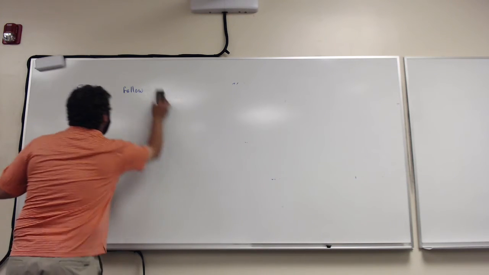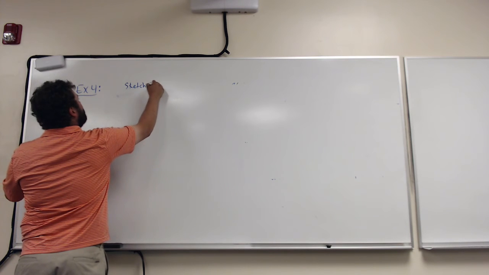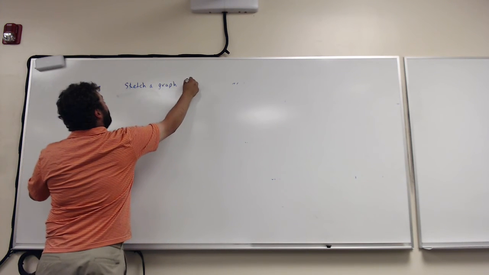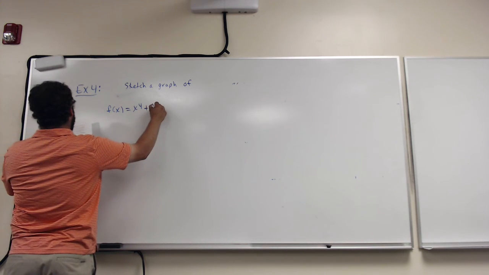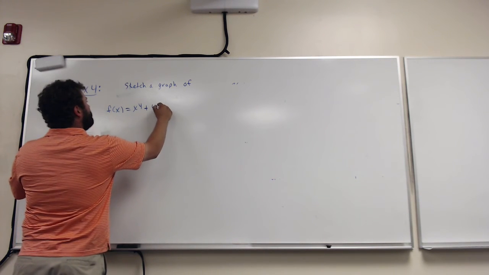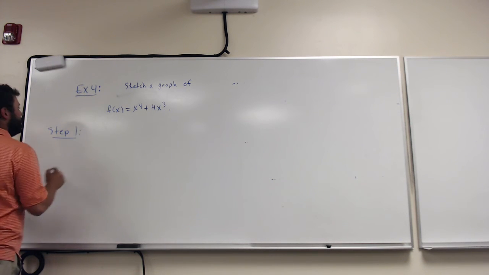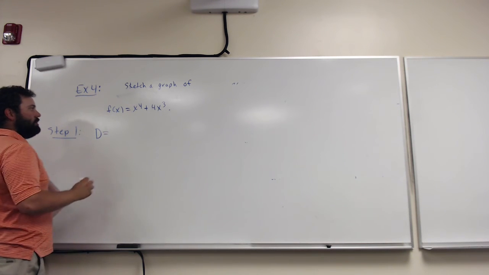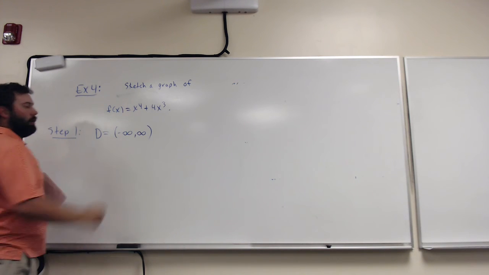So we're going to follow that strategy, and we're going to sketch a graph of f of x equals x to the 4th plus 4x cubed. Okay. So step 1. So the domain of this function, it's a polynomial, so the domain is all real numbers.